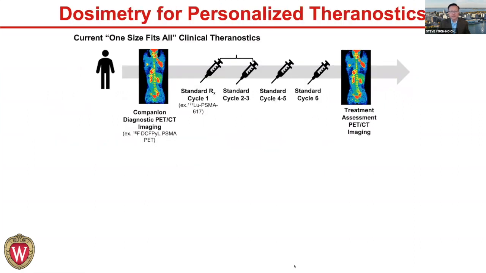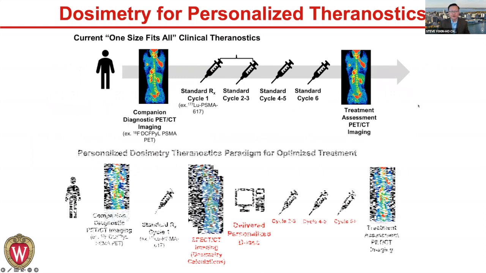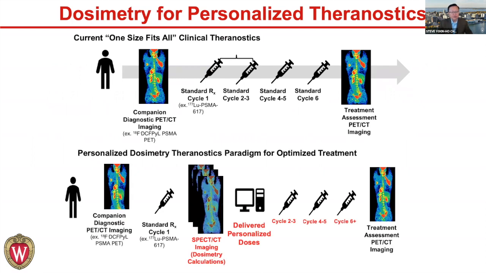So, the current one-size-fits-all theranostics that we have, this is for Pluvicto, which is 6 cycles: basically image the patient, show the tumor has uptake, and then we give the standard doses. It is currently a one-size-fits-all paradigm. However, we really want to move this field along to more personalized treatment with involvement of dosimetry.